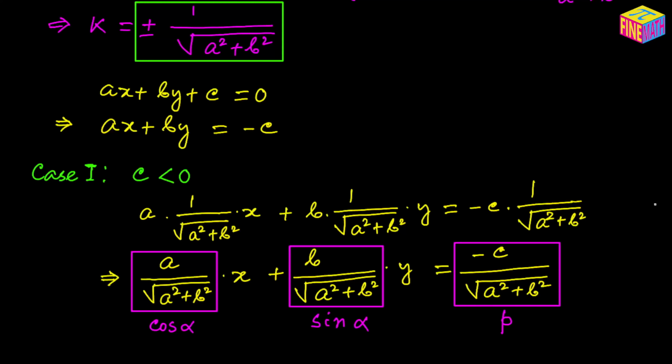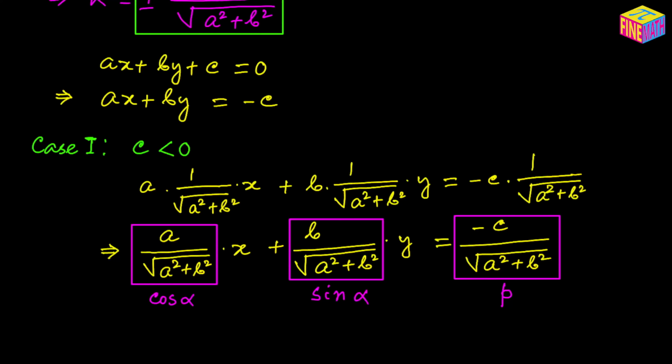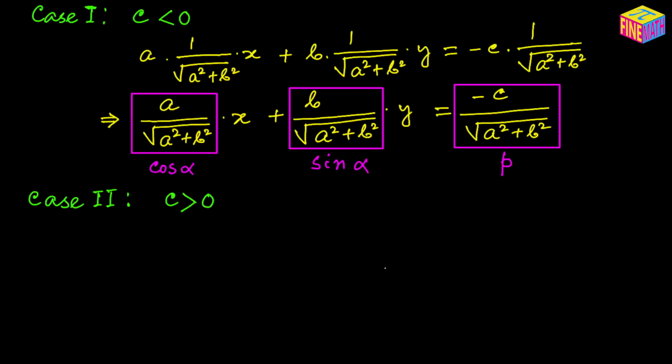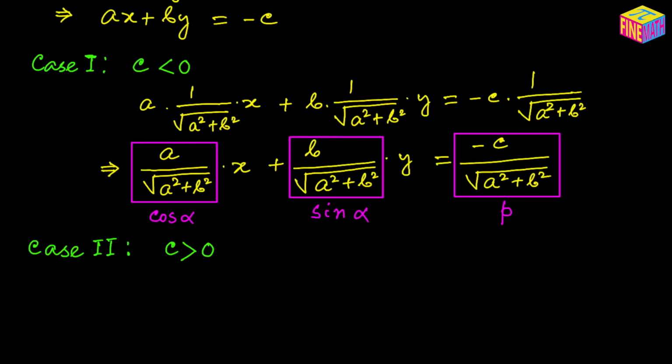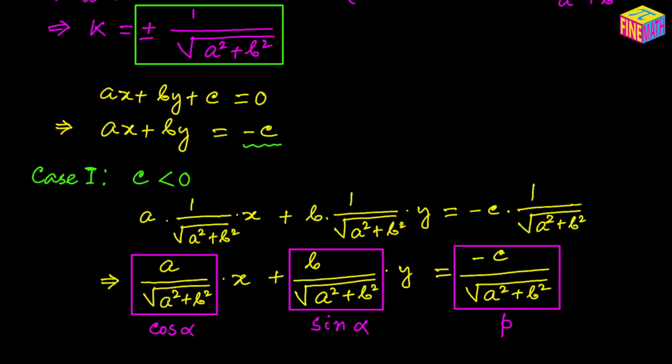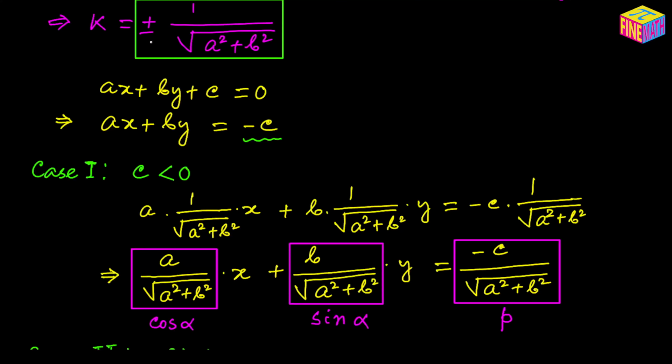Now we have one other case where c is positive. So let's see what we need to do when c is positive. When c is positive, then negative c is a negative number on the right hand side. You see up there, the negative c that we have on the right hand side, that's a negative number. Then if c is positive, we have to multiply by the negative value of k, right? So k has two possible values, a positive value and a negative value, and now we are going to use the negative value of k so that our right hand side becomes a positive number, because in the perpendicular form the right hand side has to be a positive number.